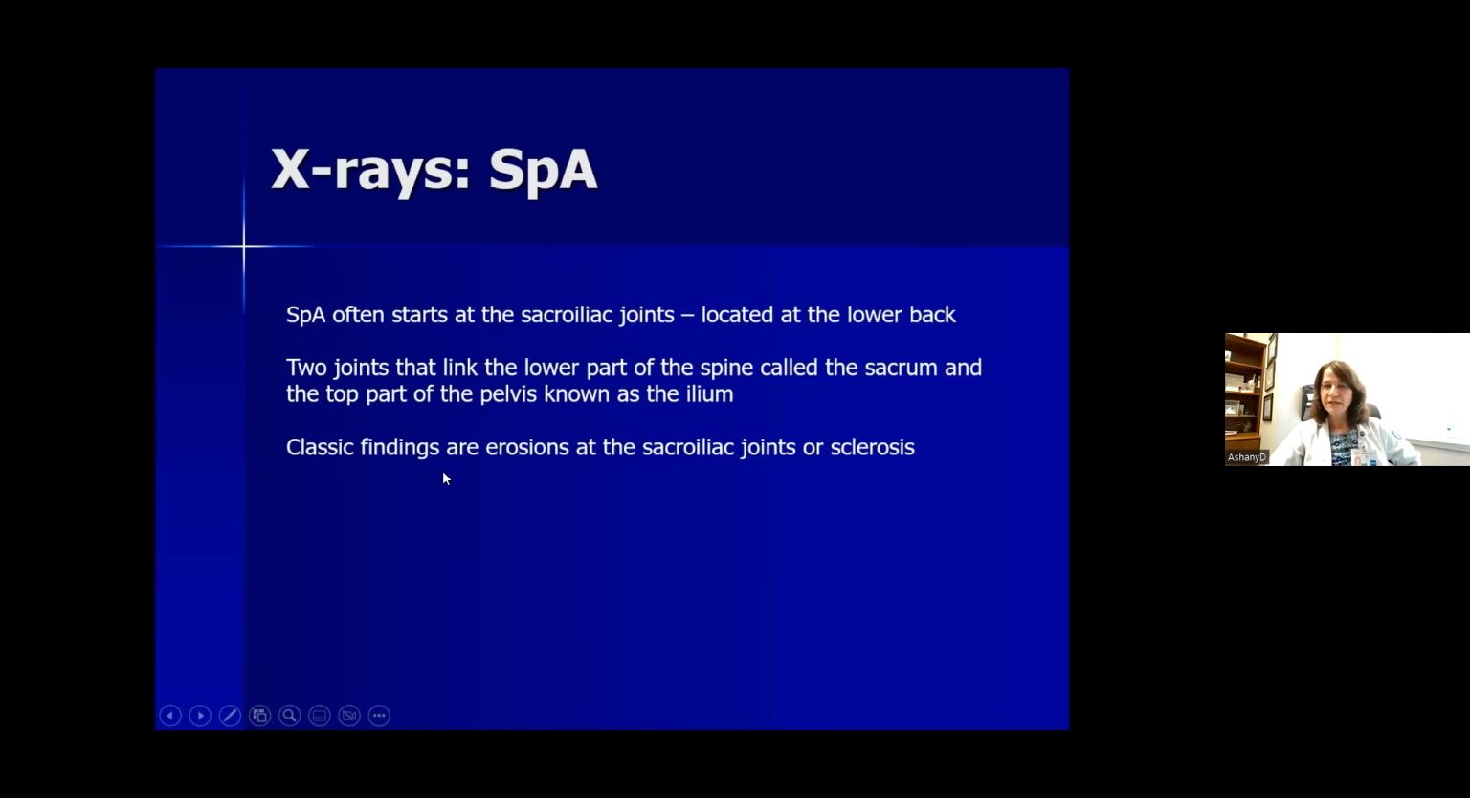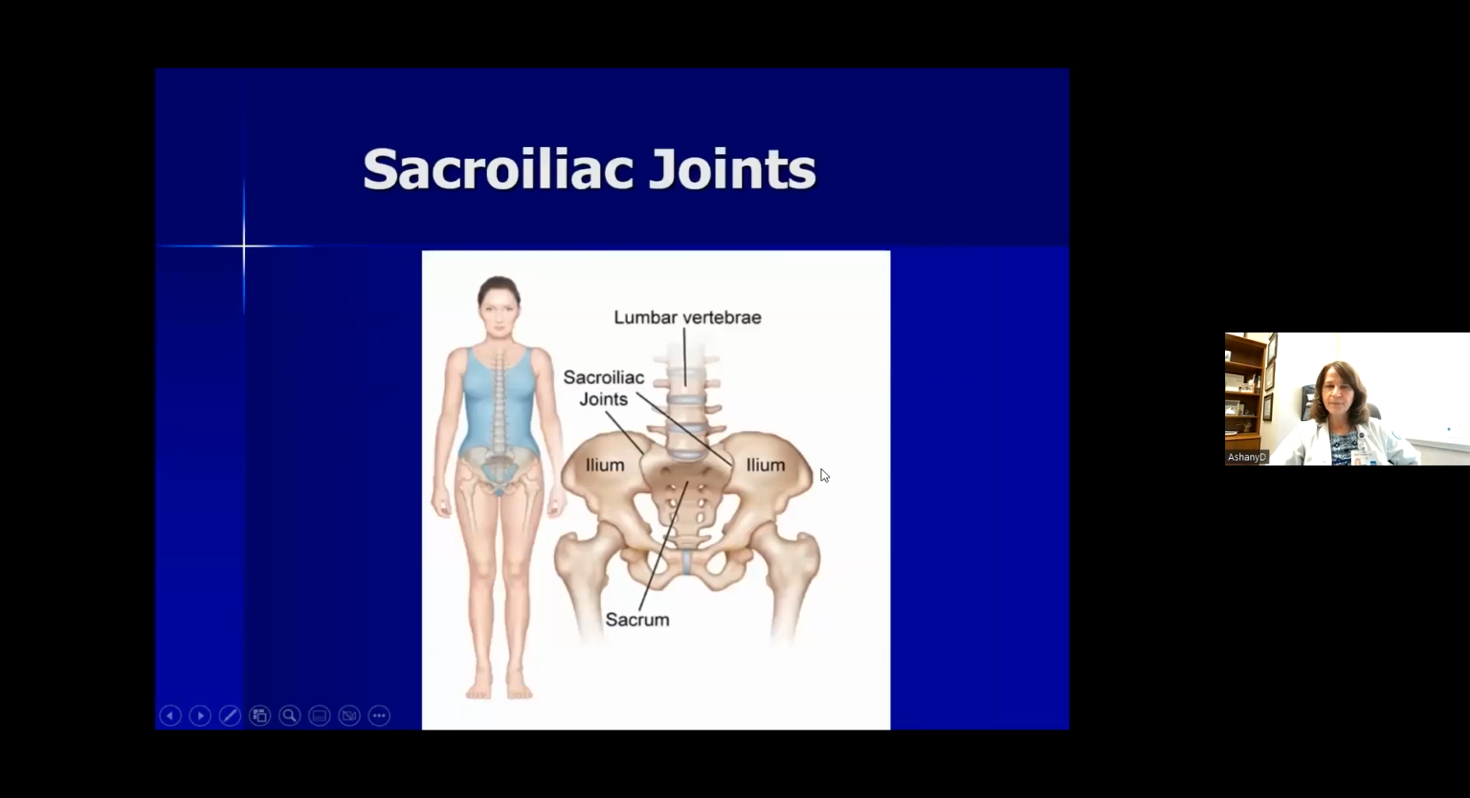So classic findings at the sacroiliac joints on X-rays are to see erosion, similar to the erosions that I showed you in rheumatoid arthritis, except now they're not in the hands, they're at those joints in the back. And sometimes we also see sclerosis, which means a thickening of the bone around the joints. I just show you this picture because people are not as familiar with what's going on in their back.